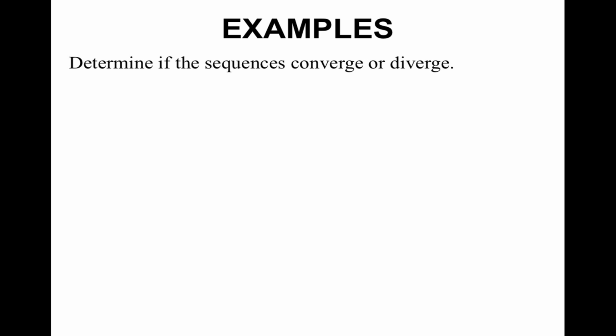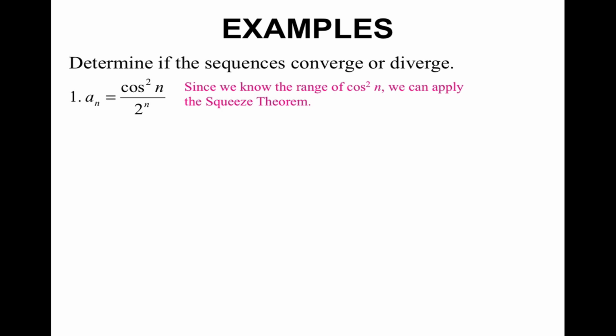All right, so let's look at some examples. For each example, we're going to determine if the sequence diverges or converges. Let's look at the example a sub n equals cosine squared n all over 2 to the nth power. Since we know the range of cosine squared n, we can apply the squeeze theorem. So I know that cosine squared n has to be between 0 and 1.